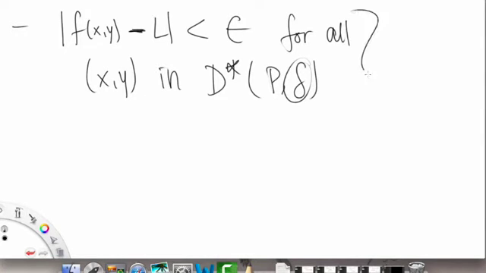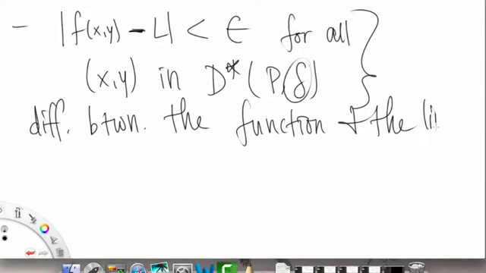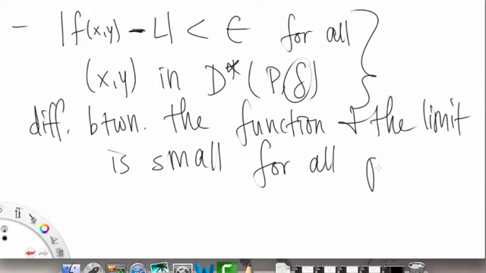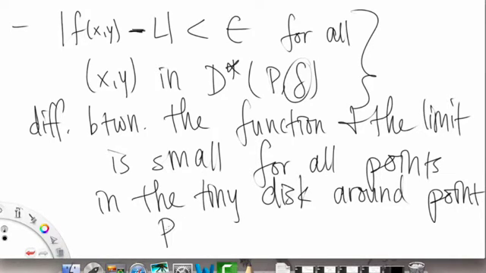What this means is that the difference between the value of the function and the limit itself at that point is small, and this is for all points within the tiny disk. Again, this is very small. We're talking about when you get really close to the point P, around point P. So, yeah, that's basically it.